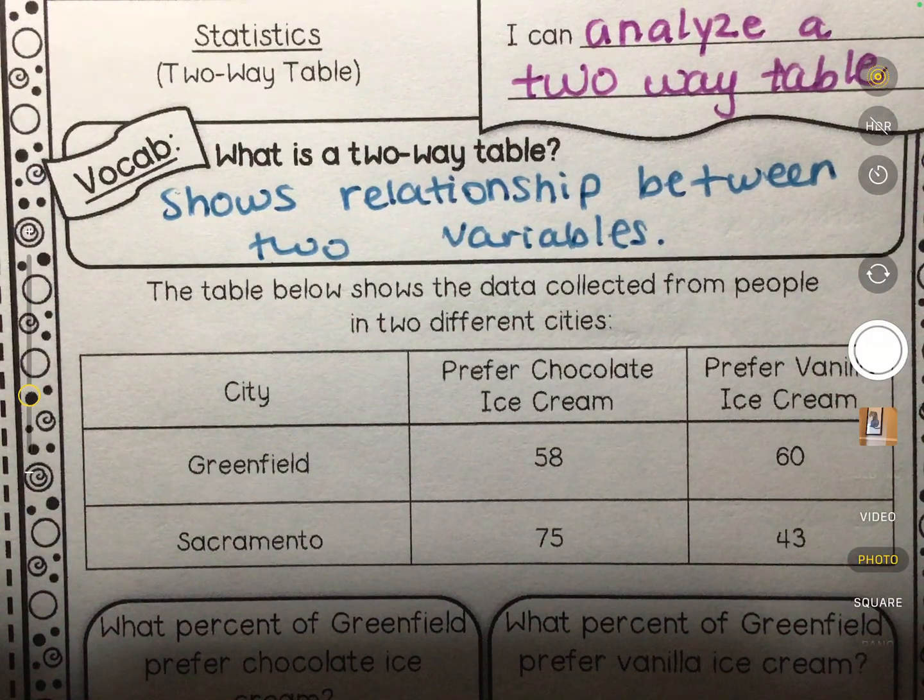All right, so basically this is just like two tables right next to each other or on top of each other. This table below shows the data collected from people in two different cities. So I have Greenfield and Sacramento. And then it also tells us in each city how many of them preferred chocolate ice cream and how many preferred vanilla.